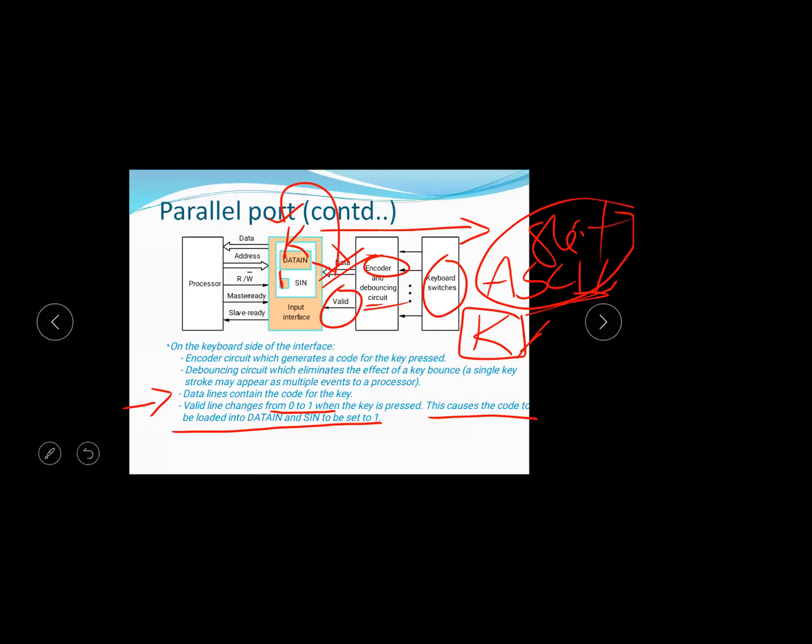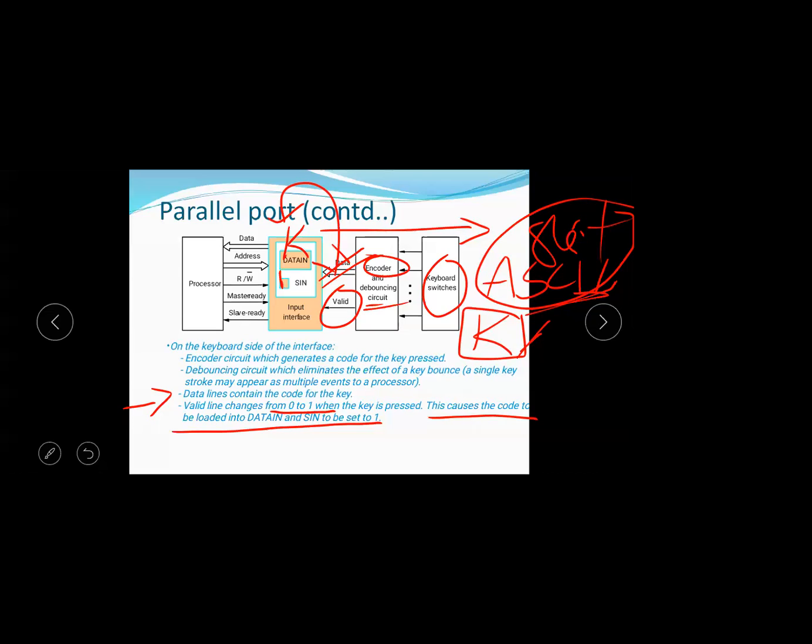Actually, it will be an 8-bit ASCII code; I wrote K so that you can understand. That K is transmitted to the data in register, and whenever the data in register contains new data, the SIN flag is set to 1. The SIN flag is initially 0, which means the data in register is empty. If it contains a new character, the SIN flag is set to 1.